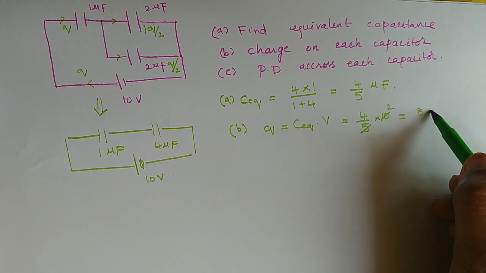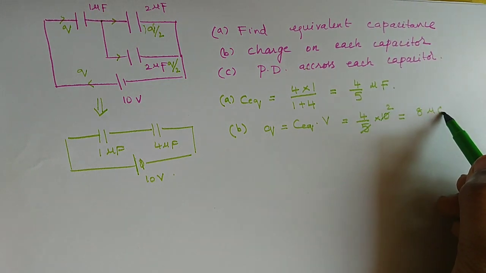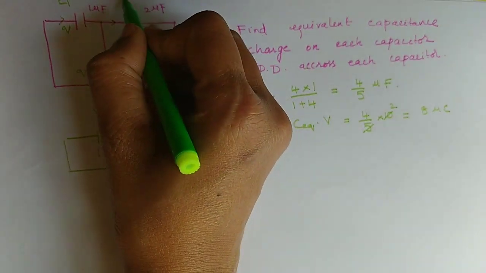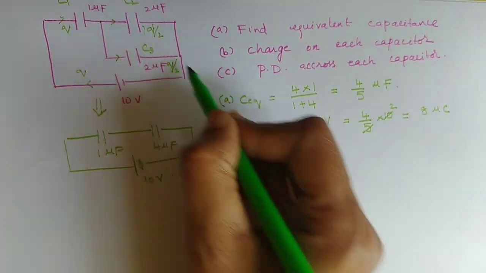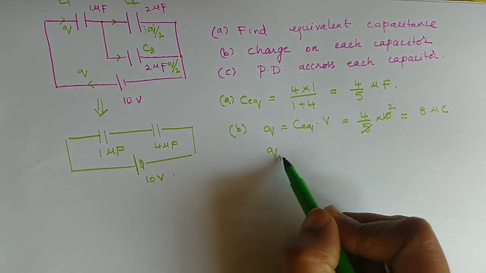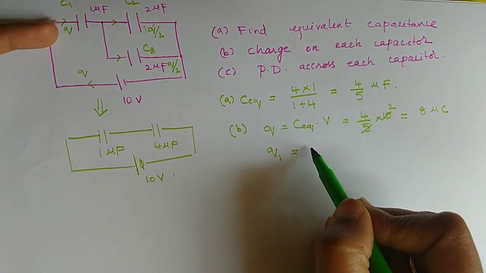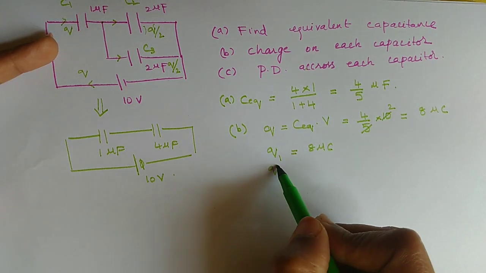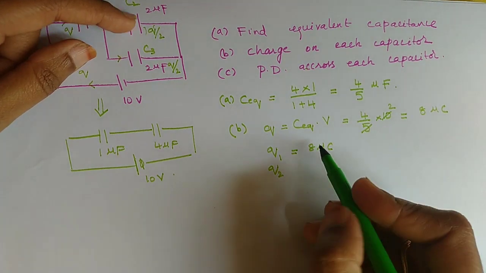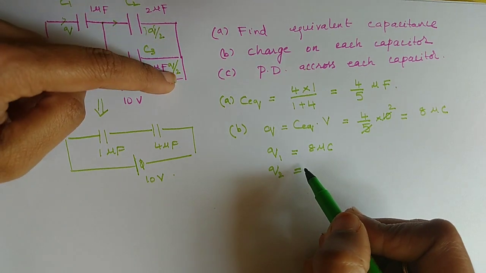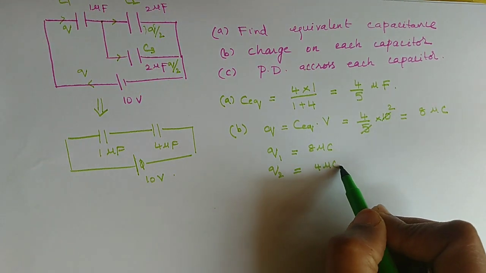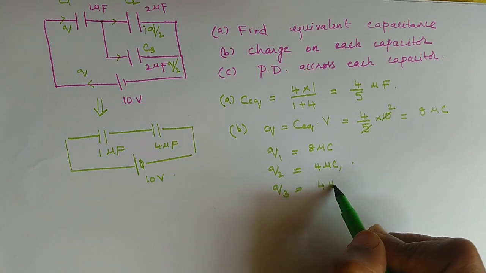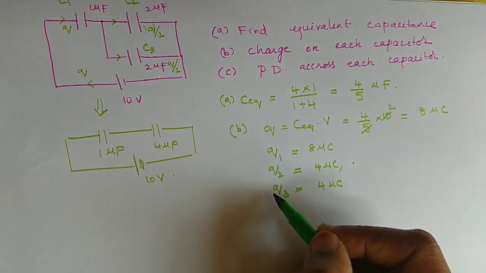So the battery has supplied 8 microcoulomb. So what should be the charge on the first capacitor? I'll number these capacitors as C1, C2 and C3. Charge on the first capacitor is Q, that's nothing but 8 microcoulomb. Charge on the second capacitor will be half, Q by 2, and Q by 2 is 4 microcoulomb, and Q3 would also be equal to 4 microcoulomb. So these are the answers for the B bit.